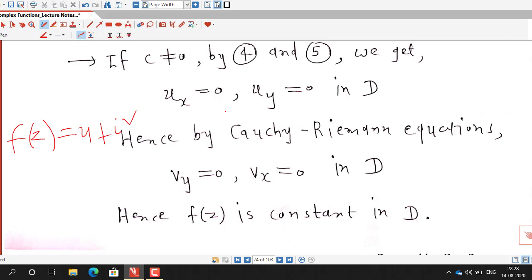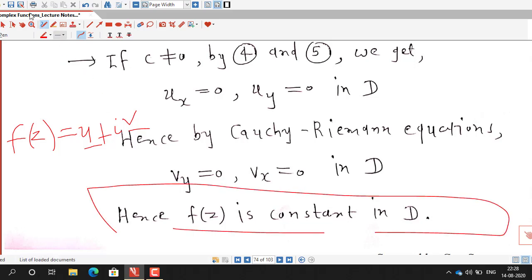Because if the partial derivatives of u and v are 0, then u and v are constant functions. Therefore, f of z is also a constant function.